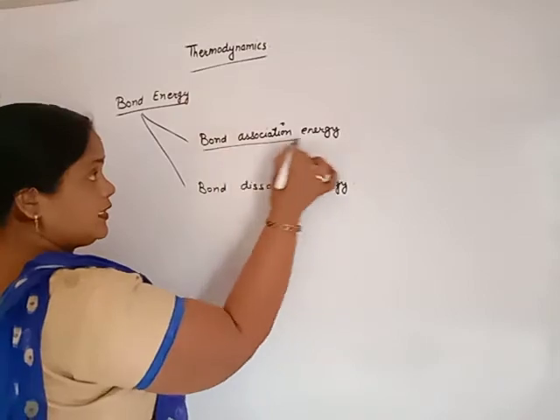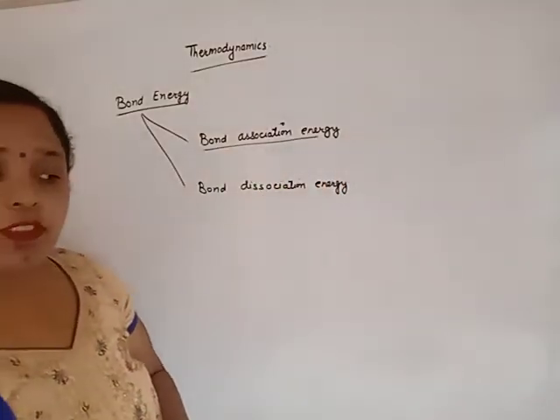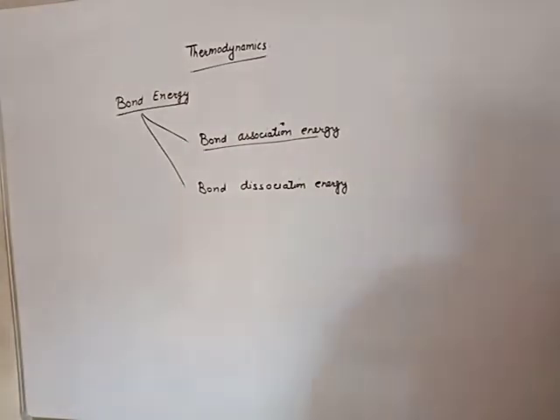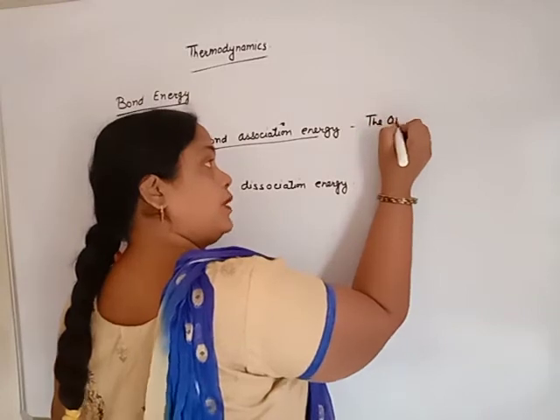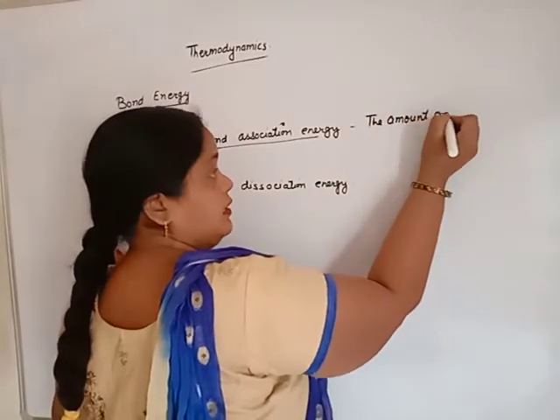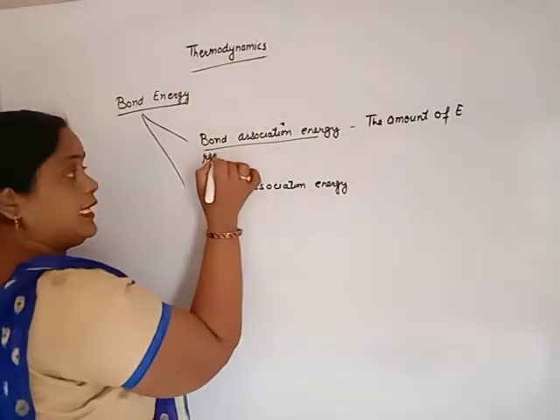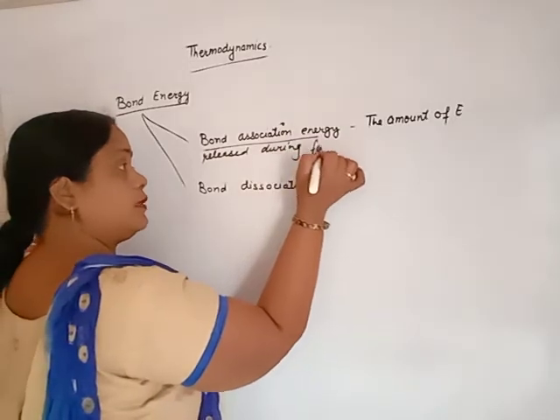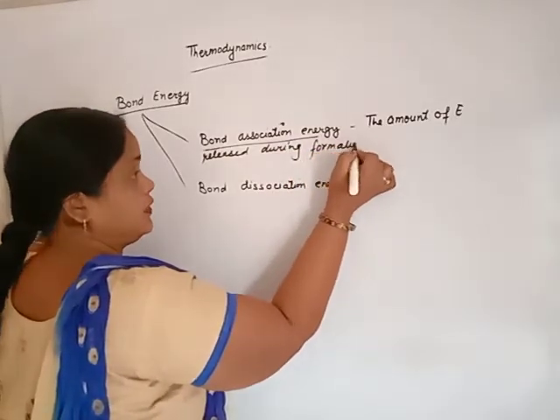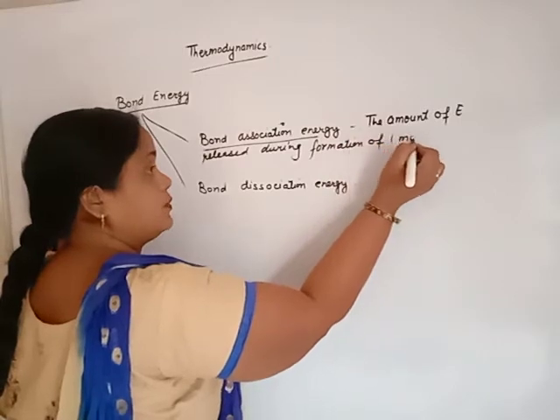Beta, bond association energy is during the formation of a bond. How many bonds? One mole of bond. Is energy released or absorbed? During formation of a bond, energy is released. So you can define bond association energy as the amount of energy released during formation of one mole of bond.